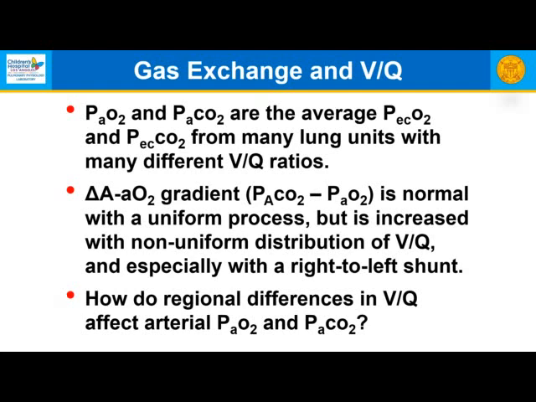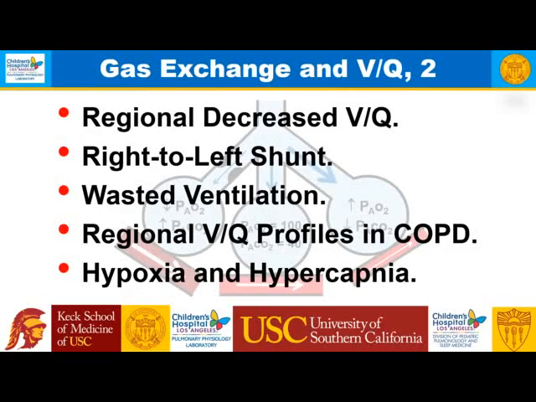P alveolar O2 and P alveolar CO2 are the average of the P end capillary O2 and P end capillary CO2 from many lung units with many different VQ ratios. The AO2 gradient, which is P alveolar O2 minus P arterial O2, is normal with a uniform process, but is increased with non-uniform distribution of ventilation, and especially with a right to left shunt. So how do regional differences in VQ affect P arterial O2 and P arterial CO2? These are the things we're going to consider today.